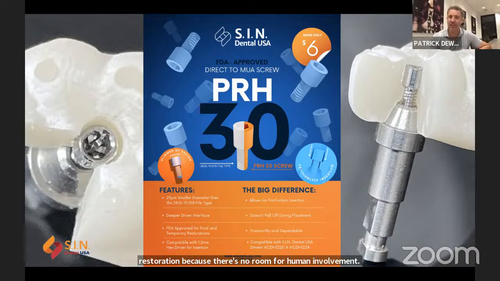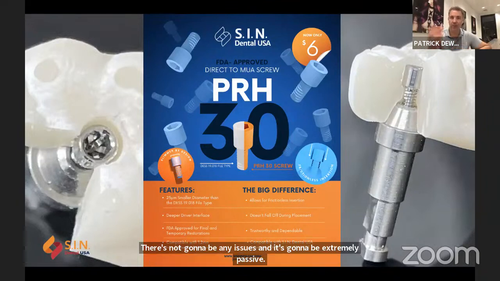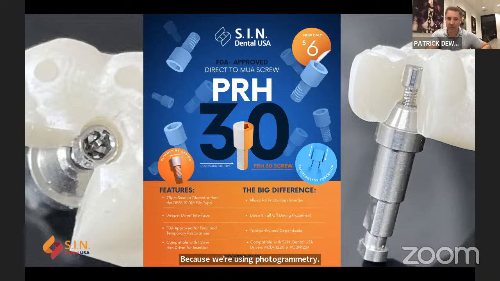So we want everything to go direct to multi-unit. We know it's going to fit. We know it's not going to break. There's not going to be any issues, and it's going to be extremely passive because we're using photogrammetry. So this is the screw that we use. There's a lot of screws out there. There's the Powerball screw. There's the DESS screw. There's the DESS 19.018. There's the Rosen screw. We have gone through all of them. This is our preferred screw. But as long as you're using the proper screw and also photogrammetry, I would highly recommend just going direct to multi-unit.